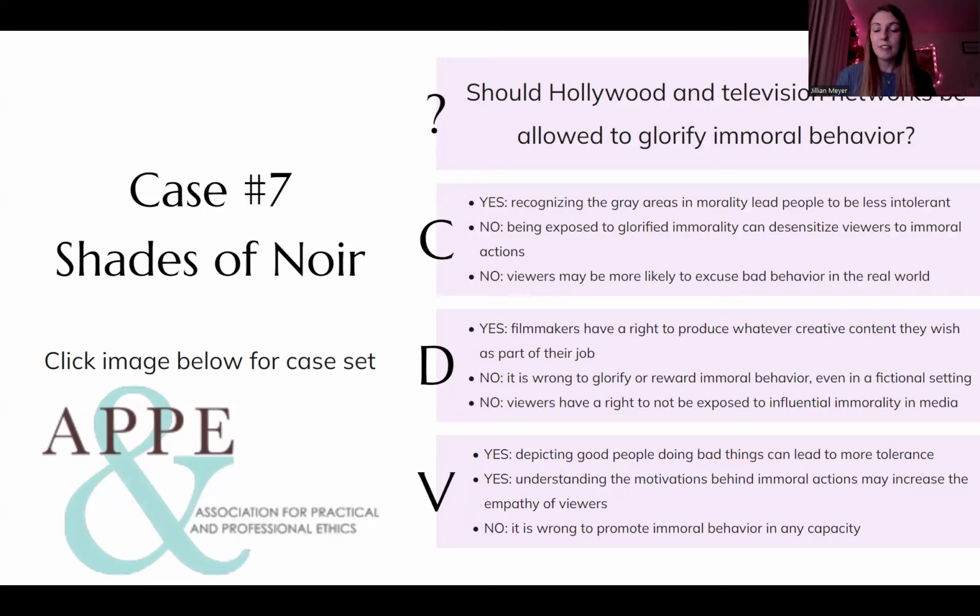So I'm going to give you a minute, pause this video, go read case 7. Again, this is the 2024 Intercollegiate, so college 2024 case set. And it's case number 7, Shades of Noir. So pause this video, go find that, read the case. It's about a page long, not long at all. And we'll come back and talk about it a little.